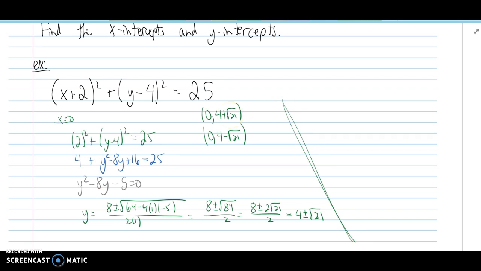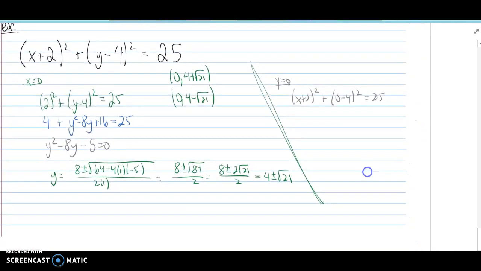And now for the other part, for the x-intercepts, we're going to set y equal to 0. So we have x plus 2 squared plus 0 minus 4 squared equals 25. And now we have some algebra to do on this one. Multiply out the x plus 2 squared, that's x squared plus 4x plus 4. 0 minus 4 is -4. When we square it, that's 16 equals 25.